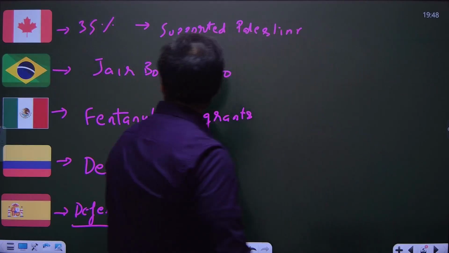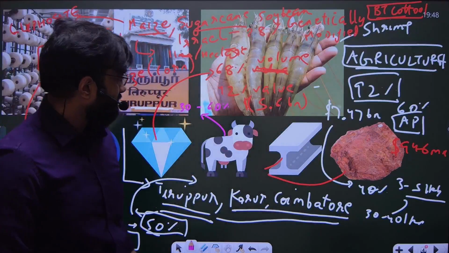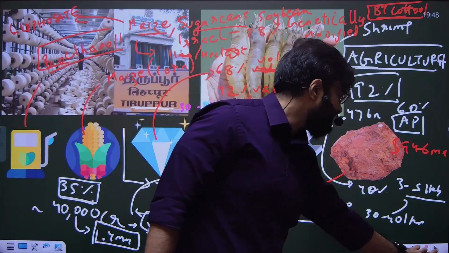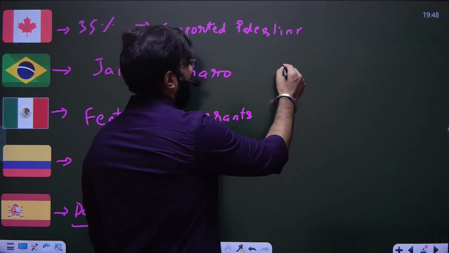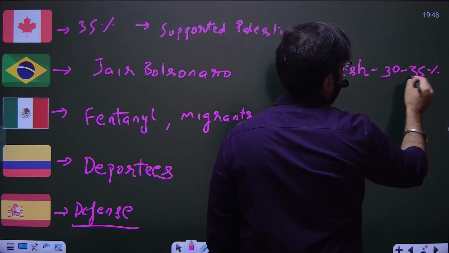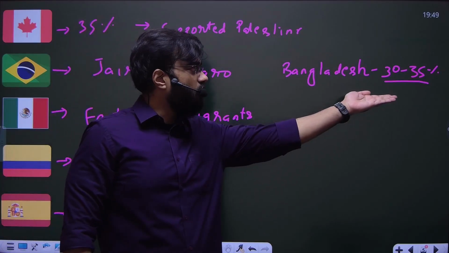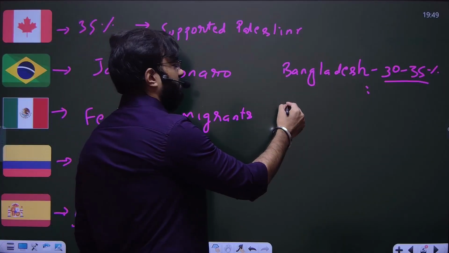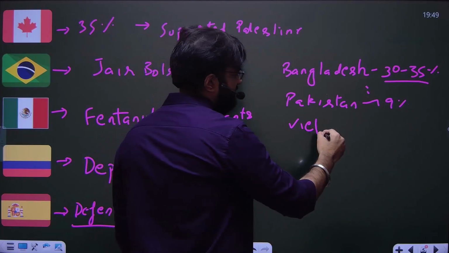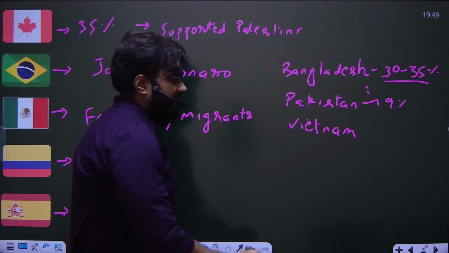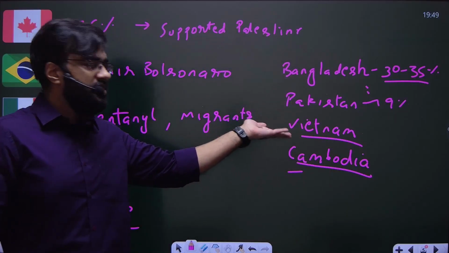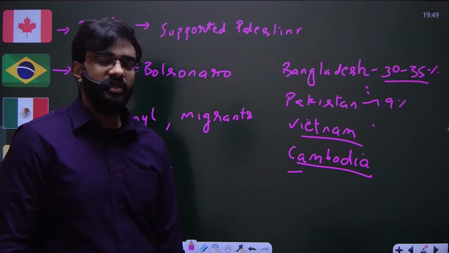Now consider this example also. When it comes to competition with other countries, like cotton textiles, the main competitors, like Bangladesh, have been subjected only to 30 to 35% tariffs. So obviously the importers of cotton are going to prefer these rivals. Pakistan has got away with 19% tariffs. Then Vietnam; all these countries lie between 10 to 30% tariffs. Then Cambodia. India is now appearing as an expensive destination for imports.